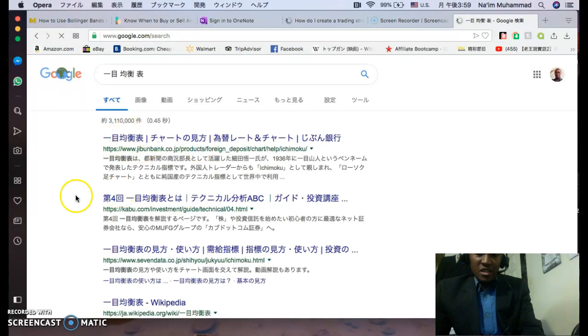So Ichimoku Kinko Hyo, チャートの見方、為替レート&チャート、自分銀行. So yeah, this is referring to 為替, otherwise known as Forex. And as we could see, there are many parallels to choose from between 為替, or for convenience, we're just going to head on over to the English version again. So let me check and see if I can do that here. Okay, there we go. So Ichimoku Kinko Hyo. Alright, so just writing it down for you guys.